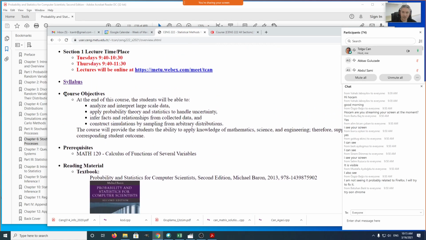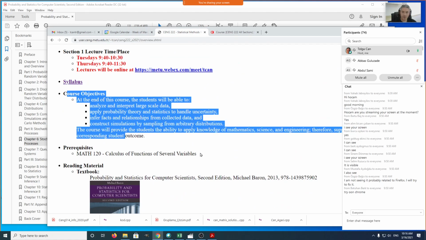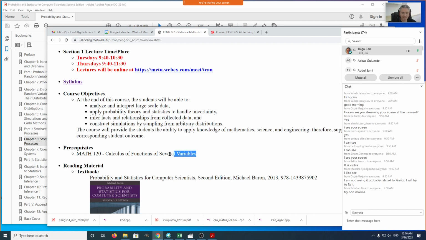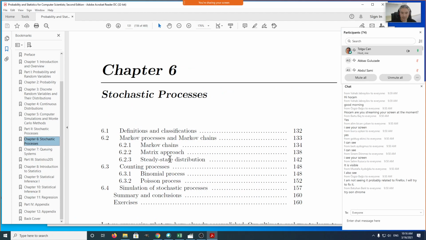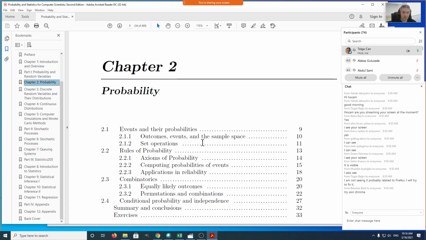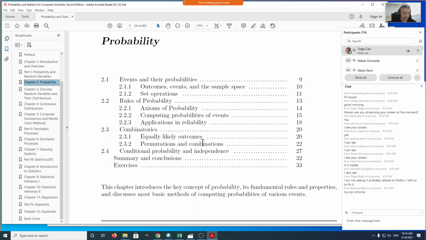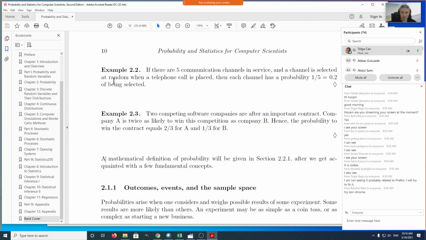Here are the course objectives from the catalog description. Math 120 is a prerequisite, so you need to have some mathematics, calculus background in order to follow the material in this course. But as I said, the textbook is really nice. It has exercises at the end of each chapter, and it also contains lots of examples within the chapter with solutions. For example, if I go here, look at this.